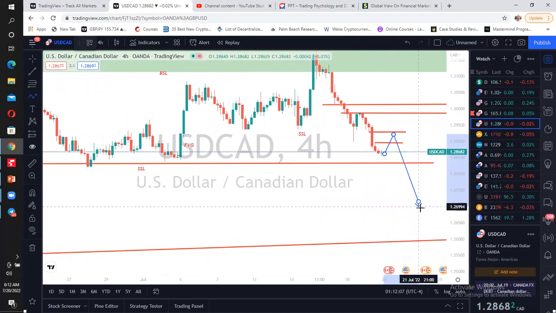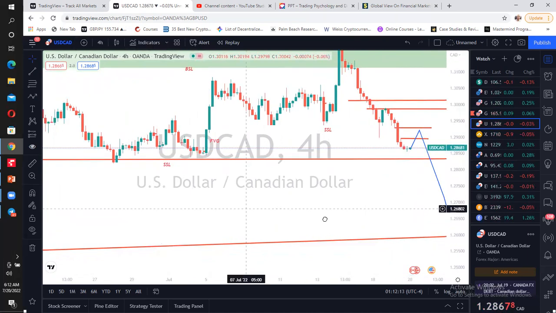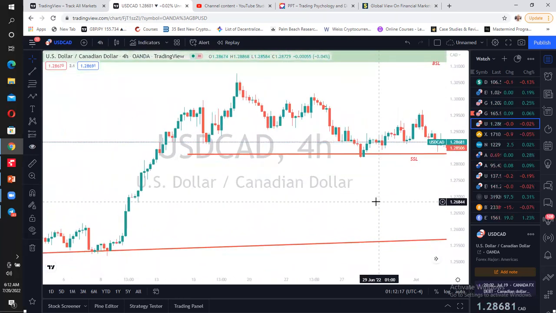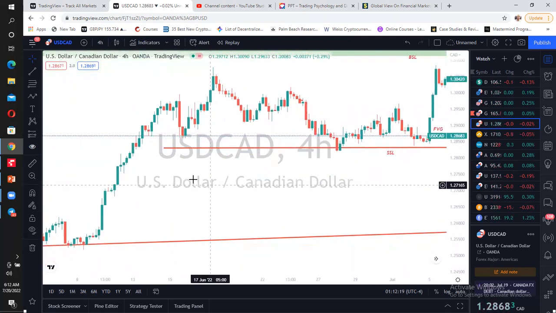Now, taking out all this liquidity there, this liquidity that we'll have here. So that is what I'm expecting. Once that has happened, we'll also have a fair value gap here and also a block there.